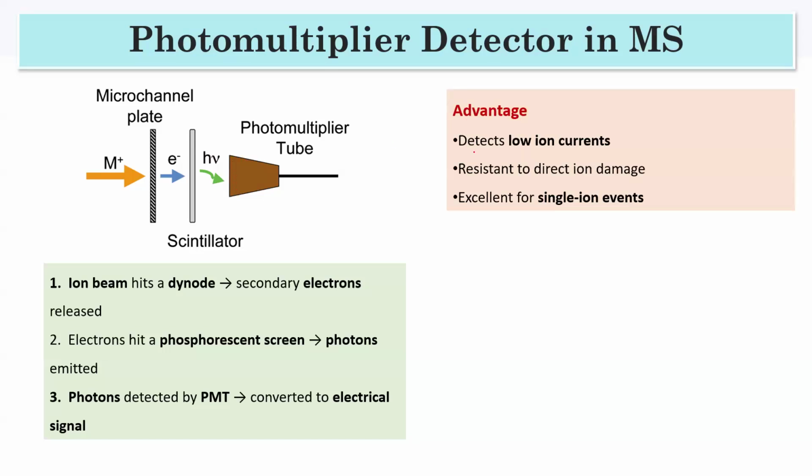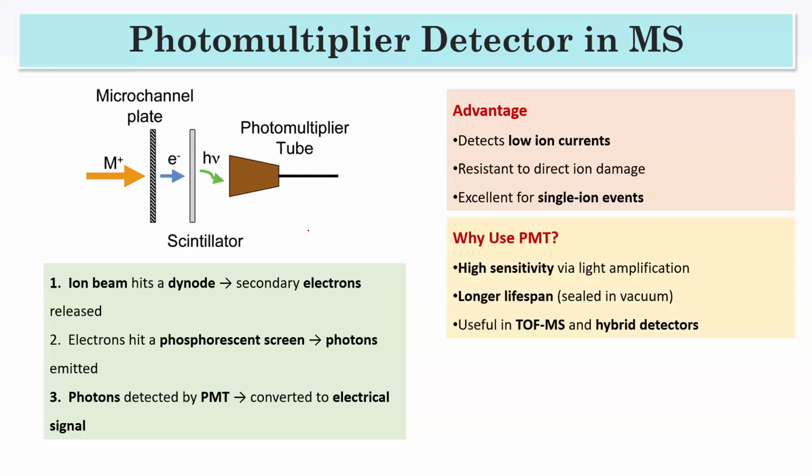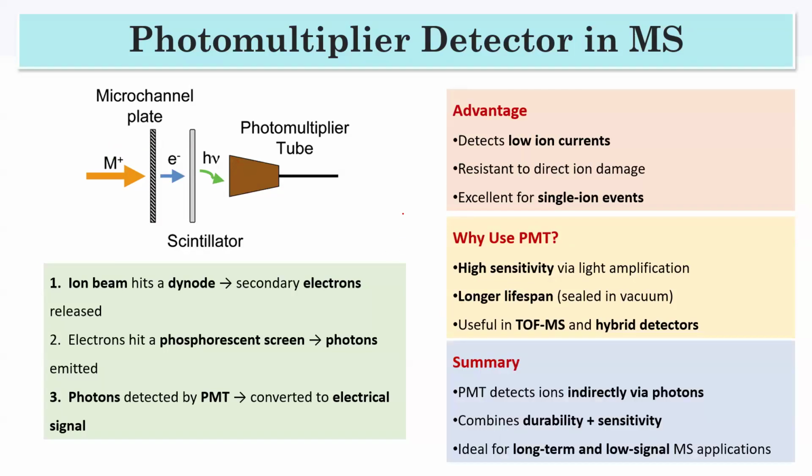So what is the advantage? It can detect low ion currents, it is resistant to direct ion damage, and it is excellent for single ion events. So when should you use this? You can use it because it has high sensitivity, and also a longer lifespan, as I told, since the molecular ion is not hitting directly on the detector. It is also useful in various kinds of mass spectrometry.